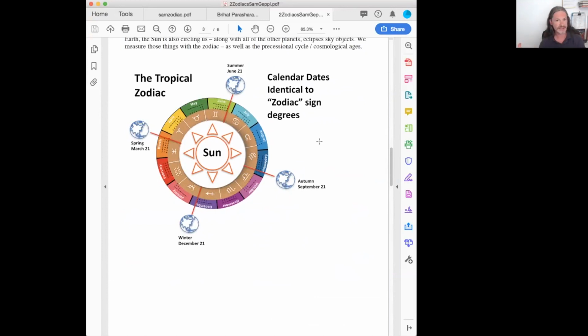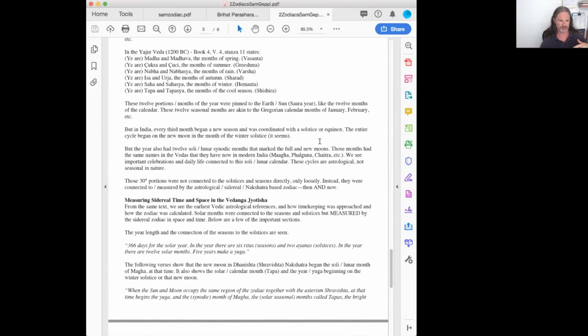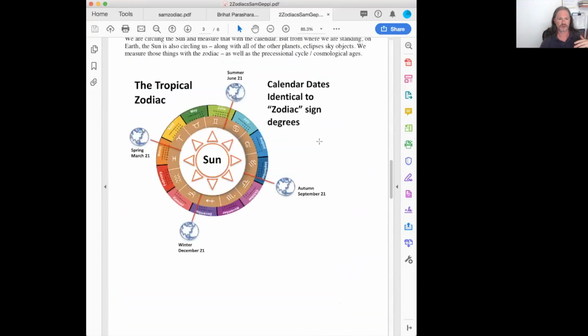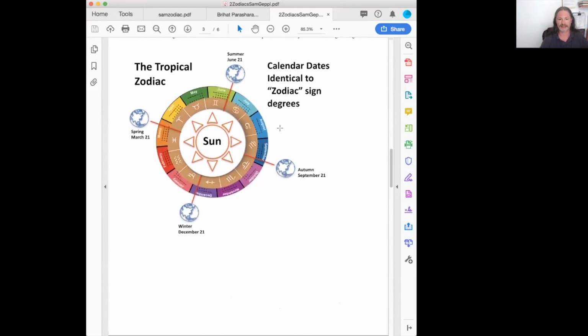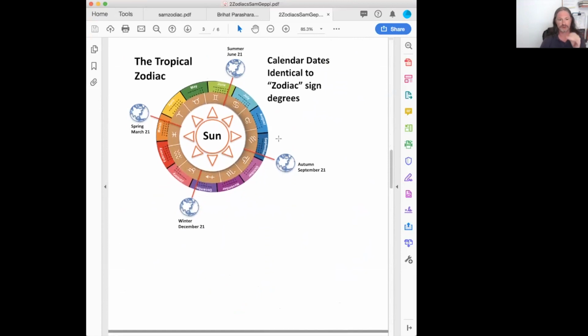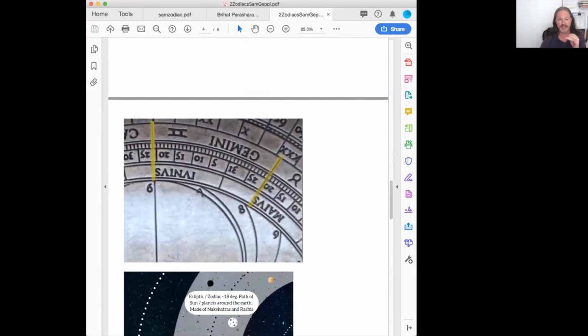This is also why the Indian calendar is confusing, because of the indiscriminate usage of these names, mainly because in Brihat Jatika, Varaha Mihira used the same names. But he was talking about sidereal Capricorn. When we talked the last time about the tropical zodiac and that the calendar dates are identical to the zodiac sign degrees, we even see it on the astrolabes.